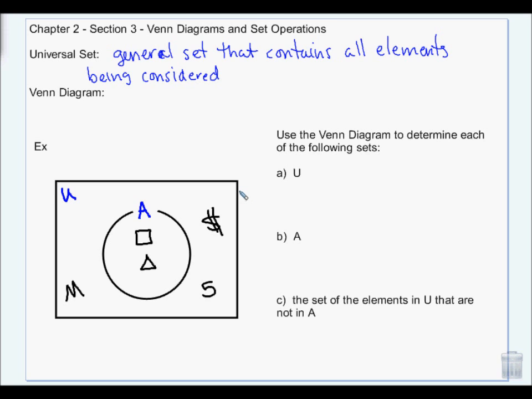Okay, a Venn diagram was discovered or developed by someone whose first name escapes me right now, but their last name was Venn. And it's just a visual relationship among sets.